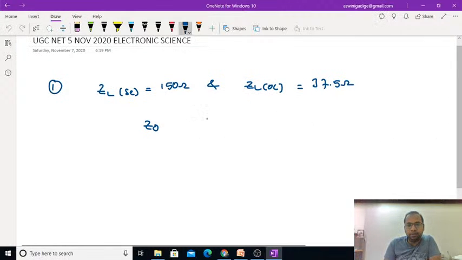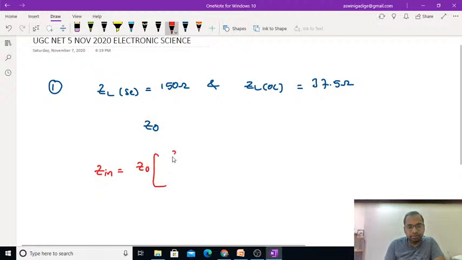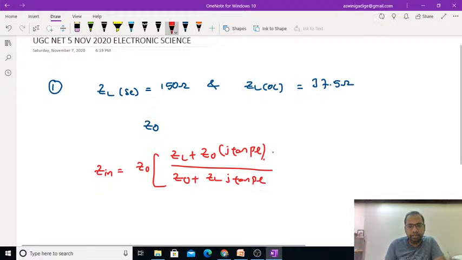Directly we can get an expression for Z0 square. If you want to know how you get these expressions, first take the input impedance of the transmission line, Zin, for a lossless transmission line, is equal to Z0 into ZL plus Z0 j tan beta L, divided by Z0 plus ZL j tan beta L.